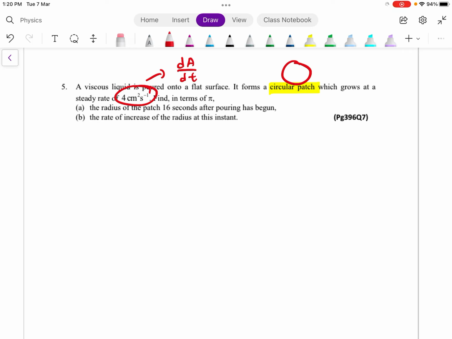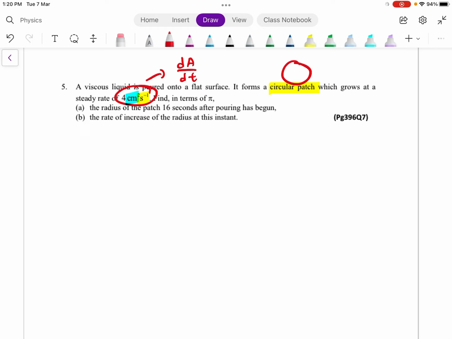How do I know it's dA/dt without them saying? Very simple: you look at the unit, cm². Cm² is area, per second is time. Okay, so next thing is, find in terms of pi the radius of the patch 16 seconds after pouring has begun.